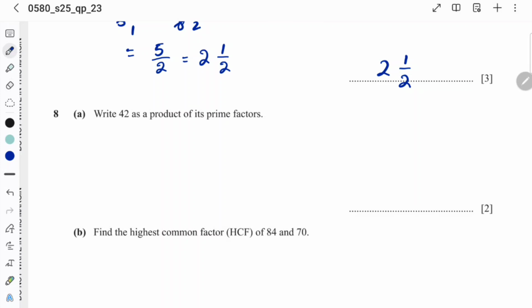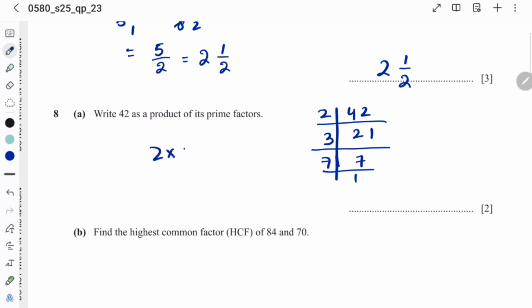Question number 8. Write 42 as a product of its prime factors. So just check 42. 2 times 21, 3 times 7, and 7 times 1. So it is 2 into 3 into 7.